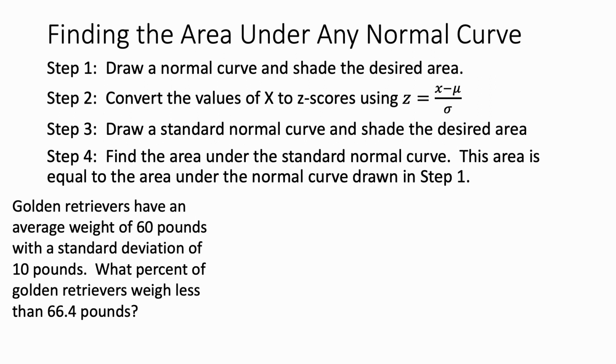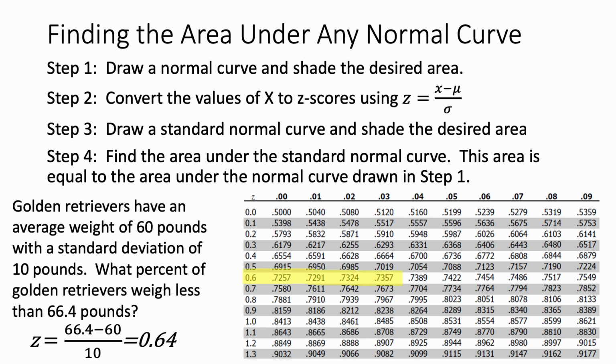First, you want to figure out what your z is going to be. So z is equal to the value of x, which is 66.4, minus your mu, which is 60, and all of that is going to be divided by 10, your standard deviation, to give you a z of 0.64. Then you're going to look that up in your z-table and find out for 0.64, there is 0.7389 under the curve. In other words, 73.89% of golden retrievers will weigh 66.4 pounds or less.